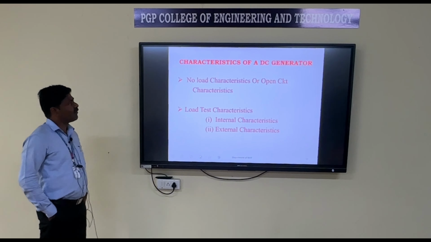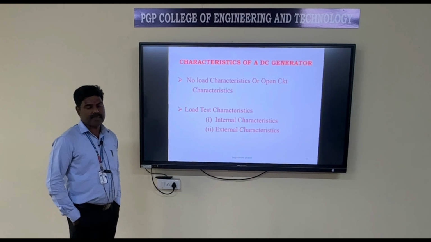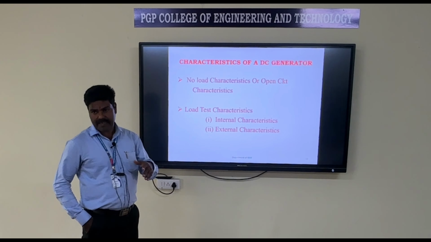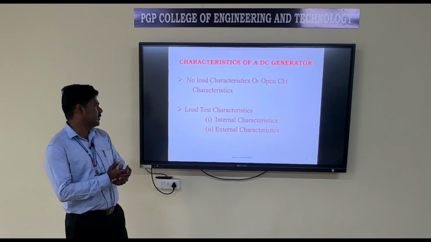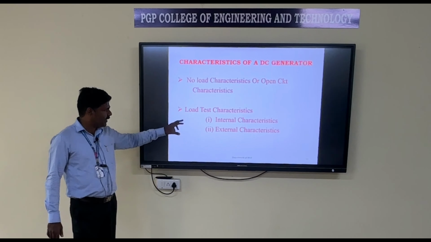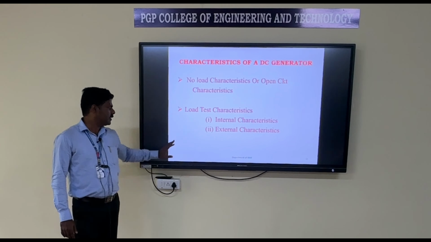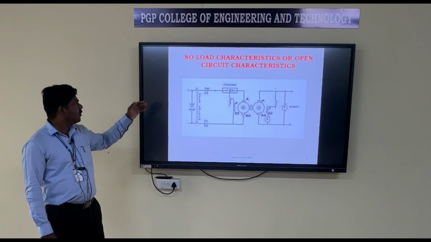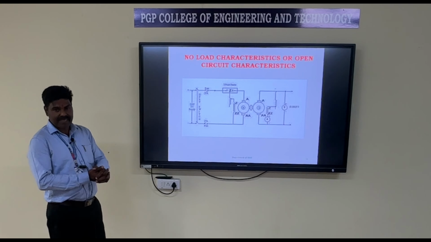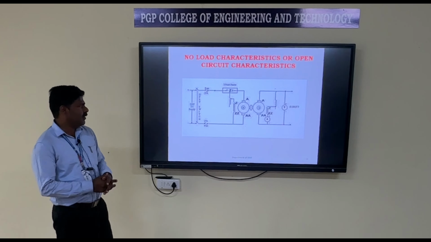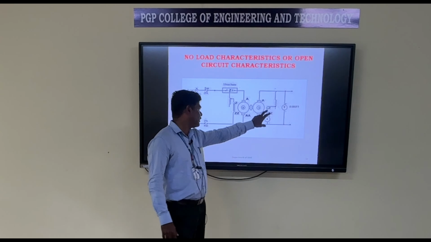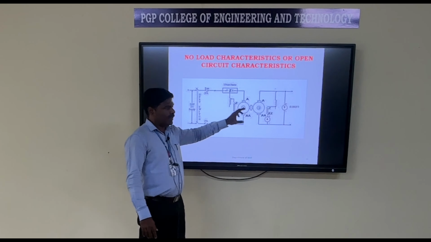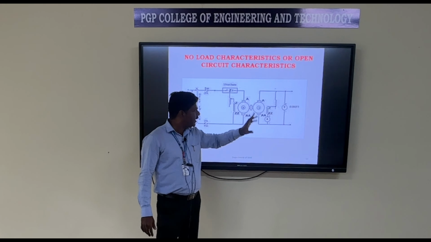Next one is characteristics of a DC generator. Here the two characteristics, that is no load characteristics or open circuit characteristics, or another name is magnetization characteristics. The second one is load test characteristics. Here this load test characteristics is classified into two types, that is internal characteristics and external characteristics. This one is the circuit diagram for open circuit characteristics of a self-excited DC shunt generator. Self-excited DC shunt generator means here the field winding is connected parallel with the armature winding.